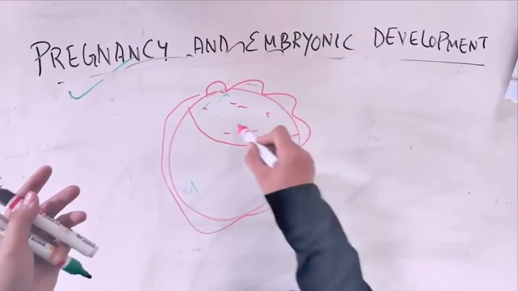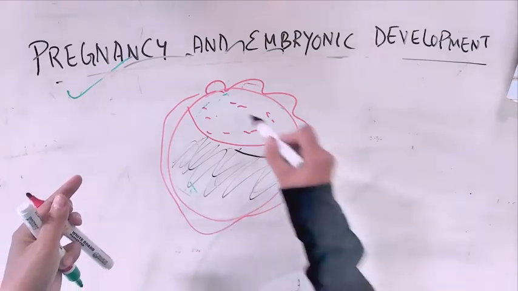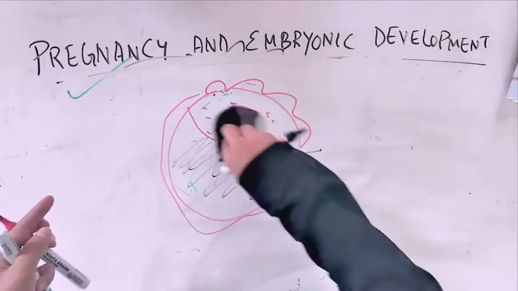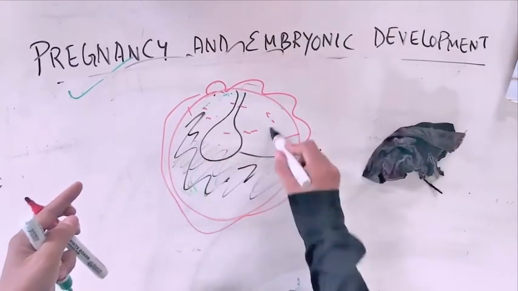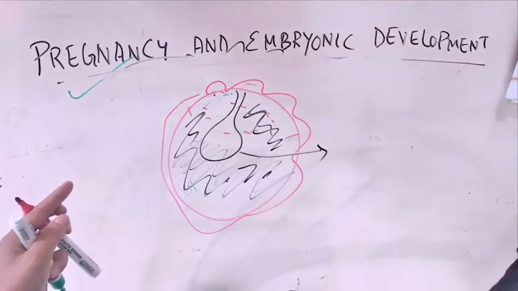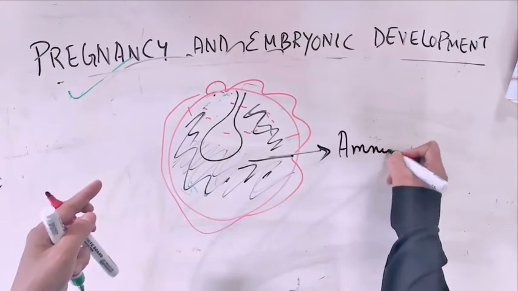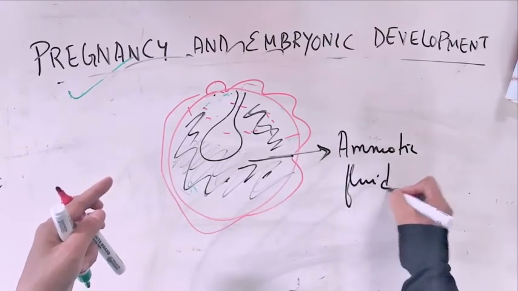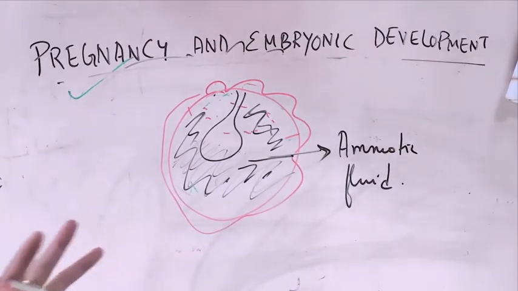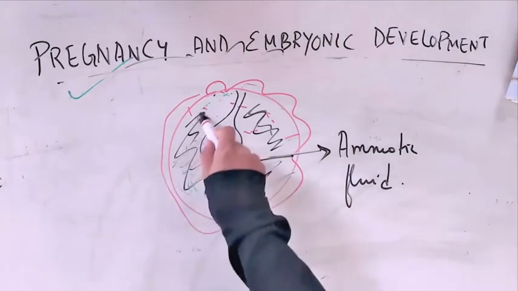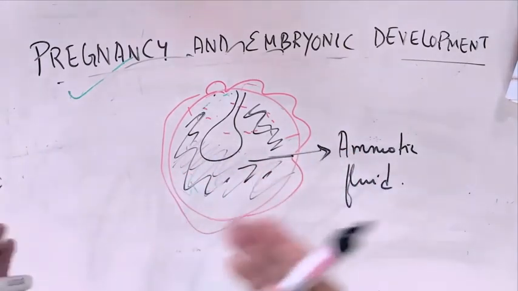Inner cell mass, ectoderm, mesoderm, endoderm forms. So the baby will float in the liquid, in the water bag that is known as the amniotic fluid. The amniotic fluid is important for the determination of sex, by ultrasound. So this is a watery fluid where the baby floats all throughout happily inside.